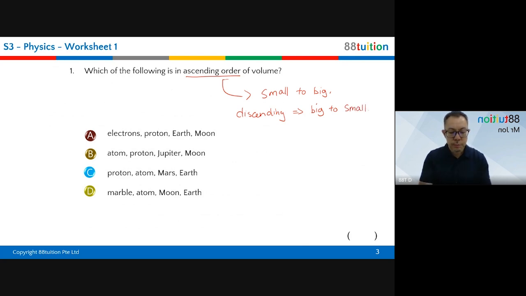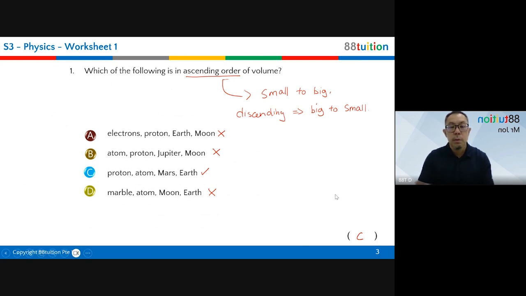Okay, so moon is smaller than Earth, so A is out. Marble is definitely bigger than atom, so D is out. Jupiter is bigger than Earth, so there's no way moon will be bigger than Jupiter. So B is also out. Therefore, answer is C.